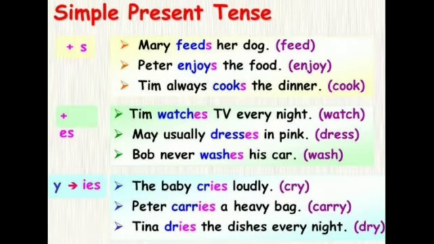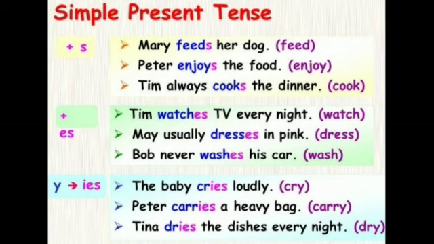Now we'll see some examples of simple present tense. Mary feeds her dog. Here to the verb feed we have added S as Mary is singular. Then Peter enjoys the food. Here we have added S to the word enjoy. Then Tim always cooks the dinner. Here we are adding S to the verb cook. In this way we are adding S to the verbs.